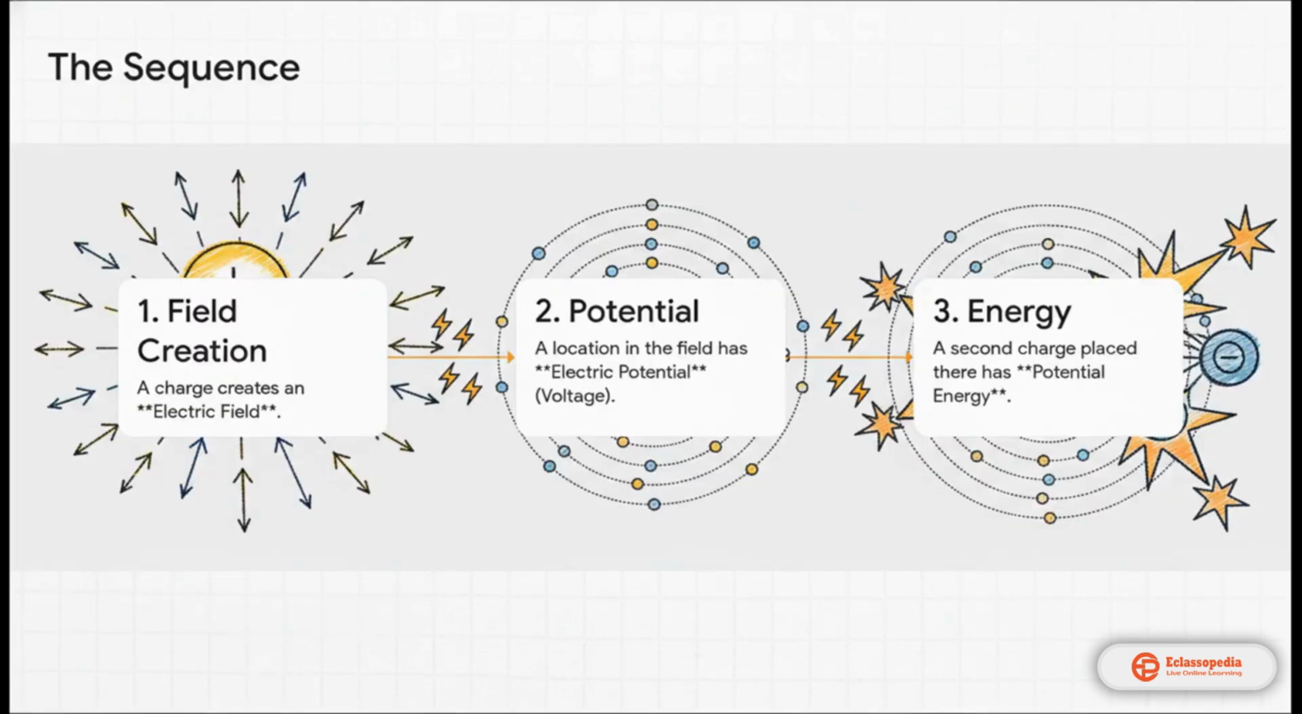So let's put the sequence together, step by step. First, a source charge exists, and it creates an electric field in the space around it. Second, because of that field, every point in that space now has a specific value of electric potential or voltage. And third, only when you place another charge at one of those points does it now have electric potential energy. It's a beautiful chain of cause and effect.